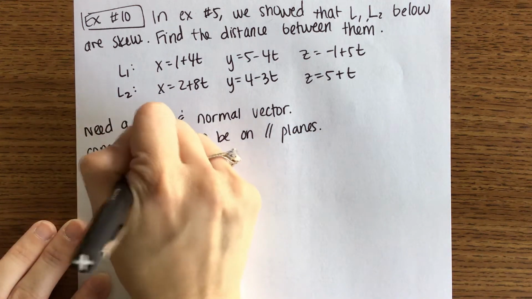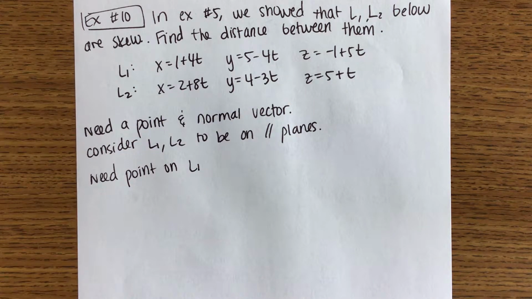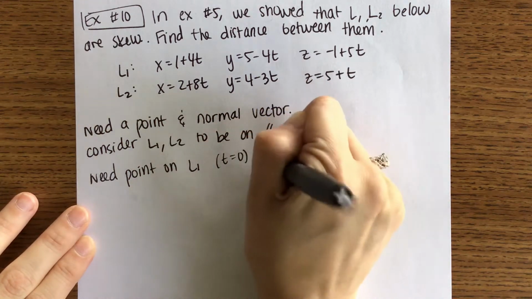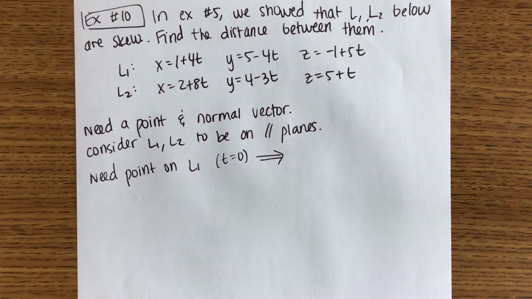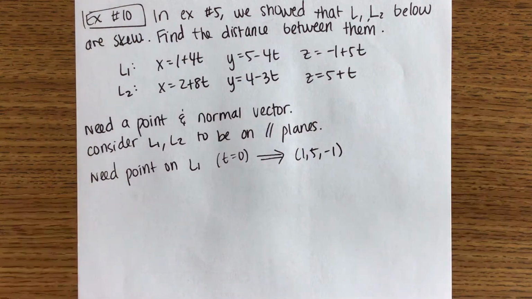So we need a point on line 1. How can I find any point on line 1? Yeah, plug in a value of t, like maybe t equals 0. Okay, so we need some point on line 1, so we're going to plug in t equals 0. When you do that, we get 1, 5, negative 1. That is the point that we are going to use.